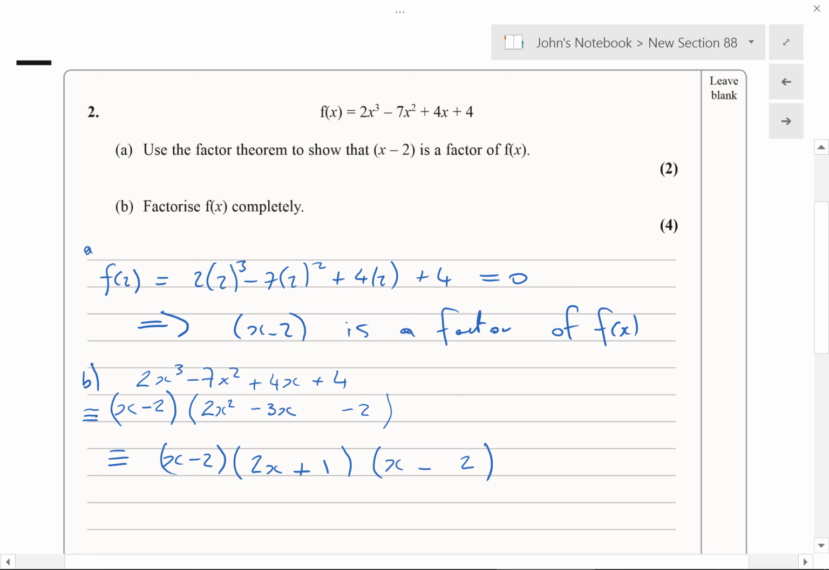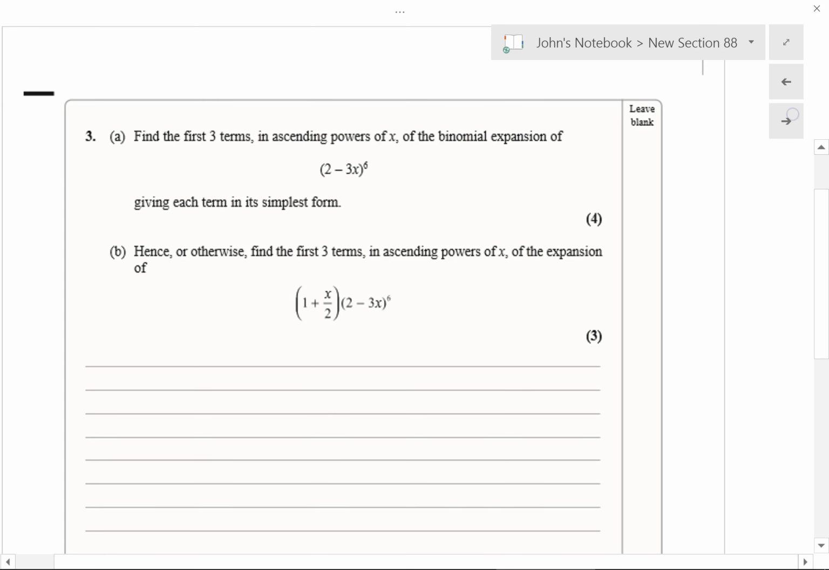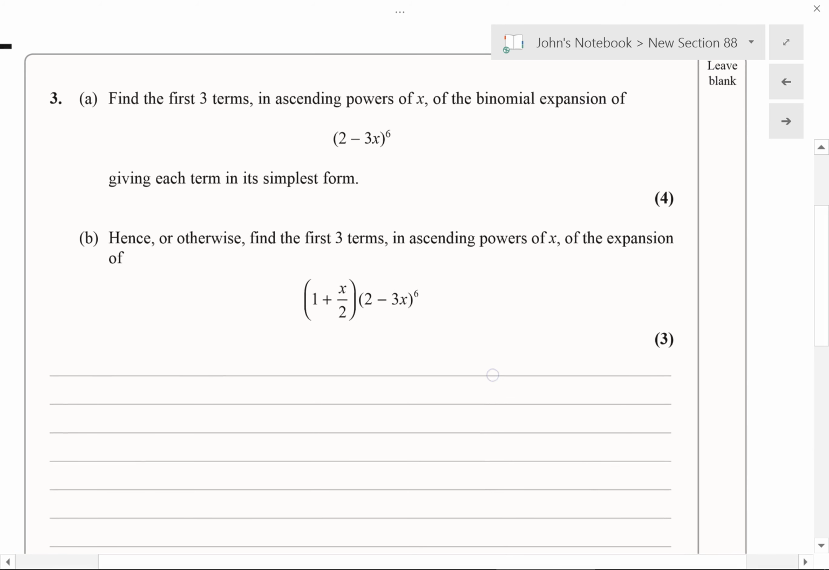So that's that one done. Let's move on to the next question. Question 3. Oh, there's a blank page. Right, question 3.